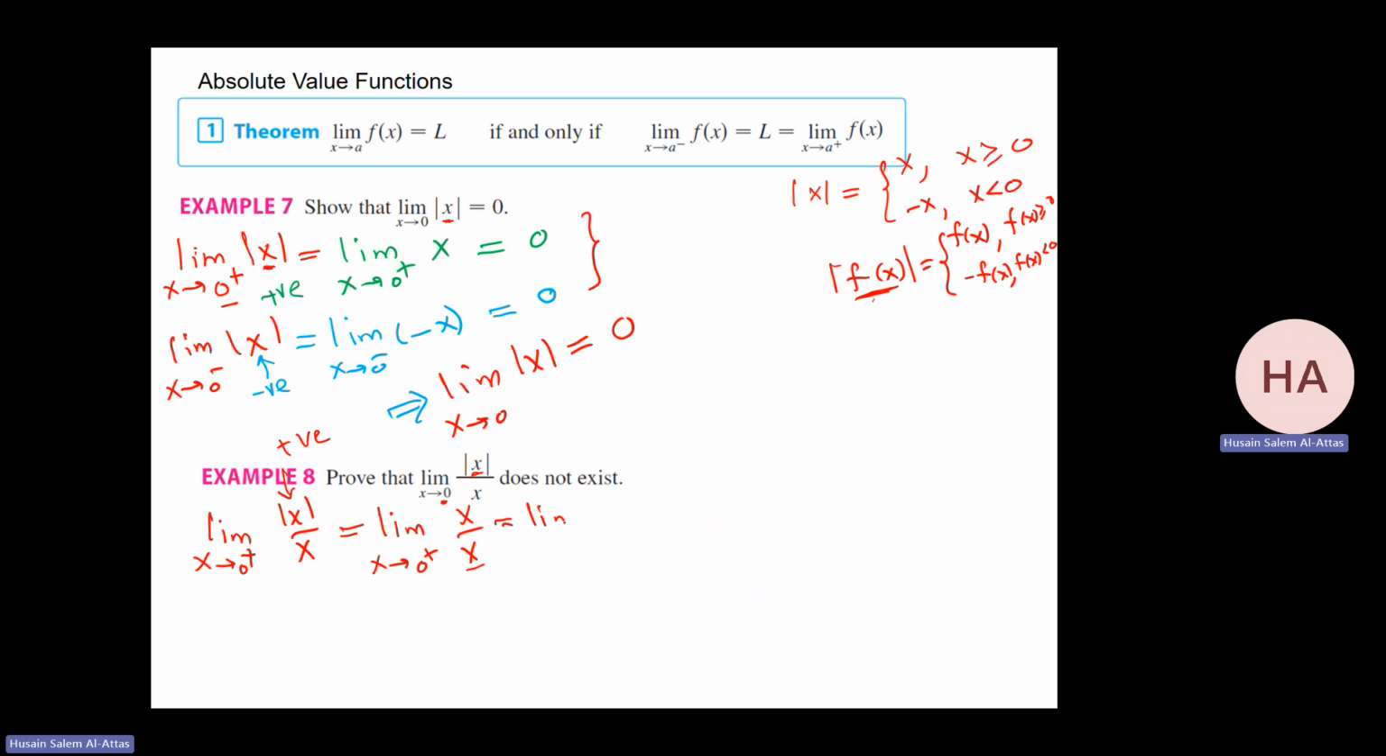X over x. I can simplify it, and that will be 1. Now it's just a constant, so the limit will be 1.